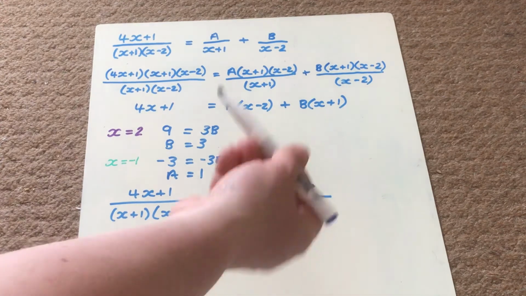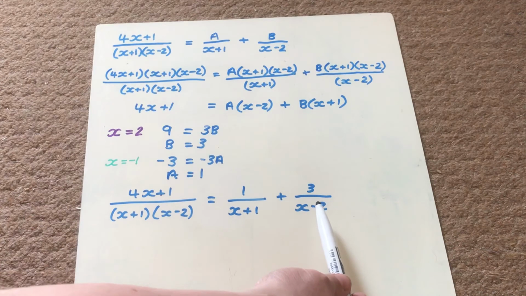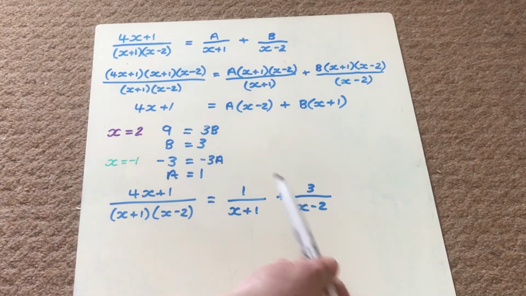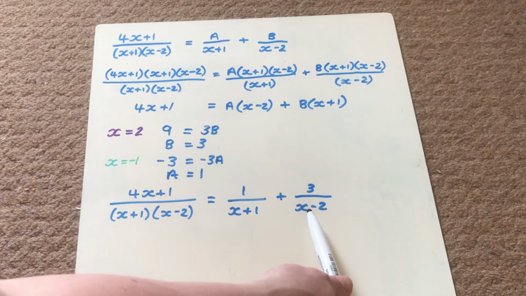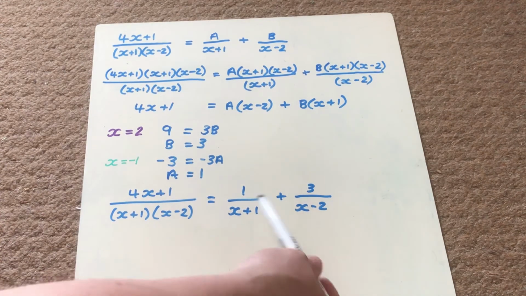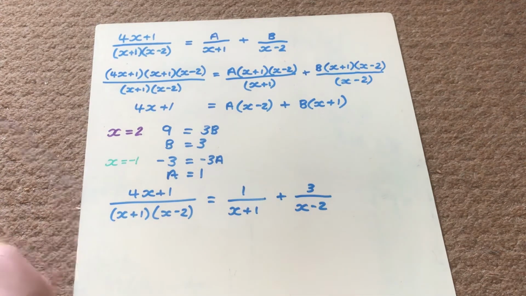We could, from National 5 level maths, add our two fractions together by finding a common denominator, multiplying them together. We'd have to multiply top and bottom of this first fraction by x minus 2, times top and bottom of the second fraction by x plus 1, times out the brackets on the top, collect our like terms, and we would get 4x plus 1.